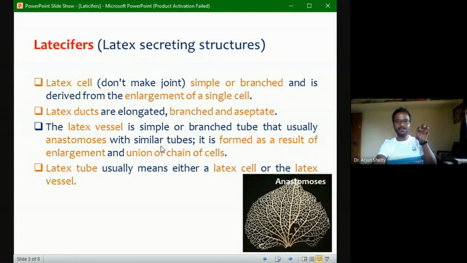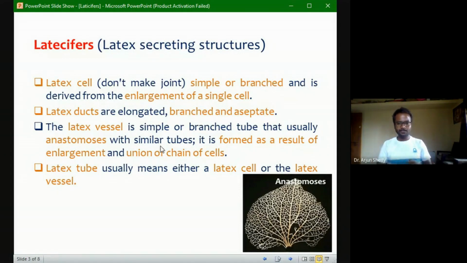These vessels are formed as a result of, again, enlargement as well as the union of a chain of cells. So these latex vessels may be simple or branched tube-like structures. They anastomose with similar tubes. Nothing but the components of latex vessels have similar structures, and they are formed as a result of the enlargement as well as the union of different latex releasing cells.